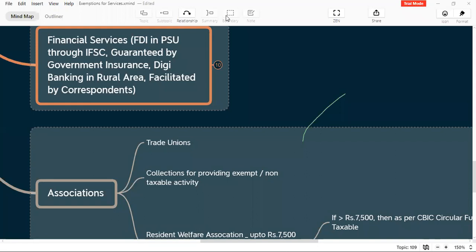Both A and B are taxable. Only A is taxable, only B is taxable. Both A and B are exempt. So I'm sure you would have answered this by now.